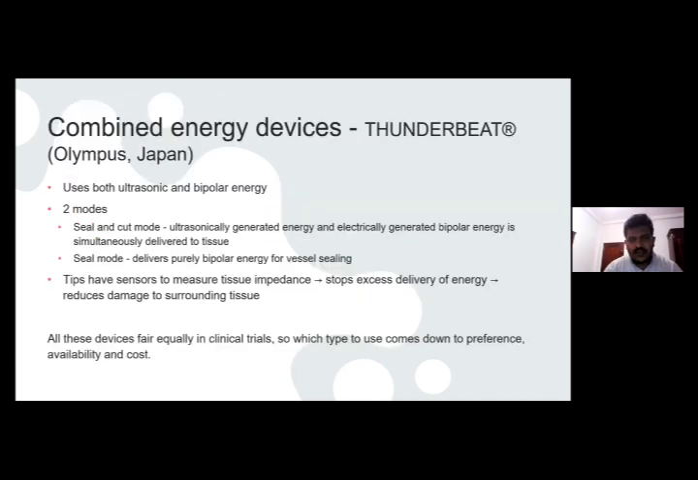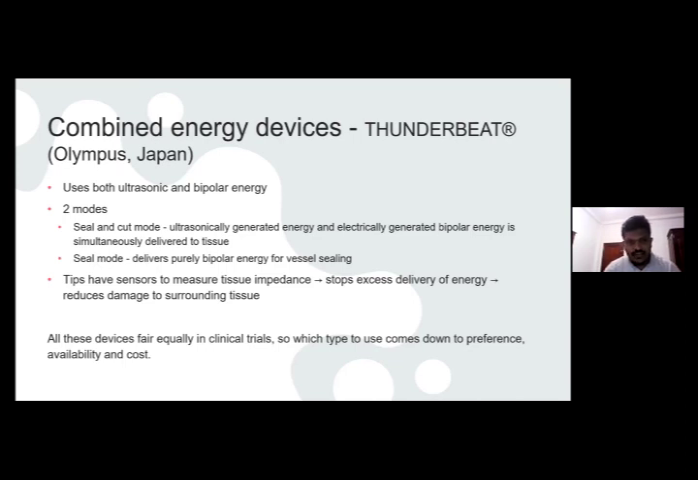When considering combined energy devices, a common one is the Thunderbeat by Olympus, Japan. So here they use both ultrasonic and bipolar energy. Usually there are two modes. One is the seal and cut mode, where ultrasonic generated energy and electrically generated bipolar energy are simultaneously delivered to the tissue. But in the seal mode, they deliver purely bipolar energy for vessel sealing. This also has sensors to identify the tissue impedance and automatically stop the device.